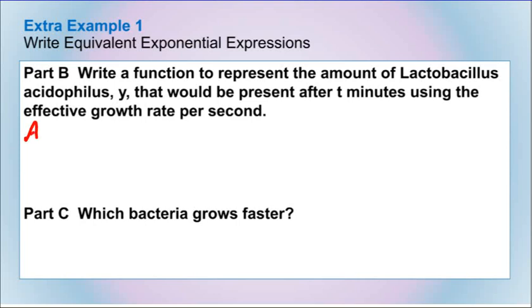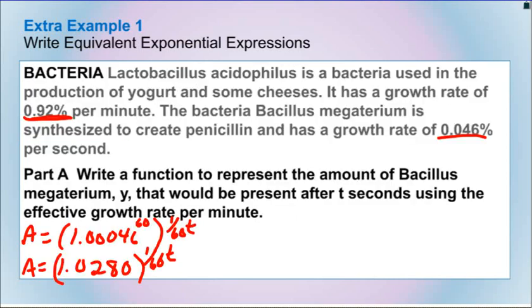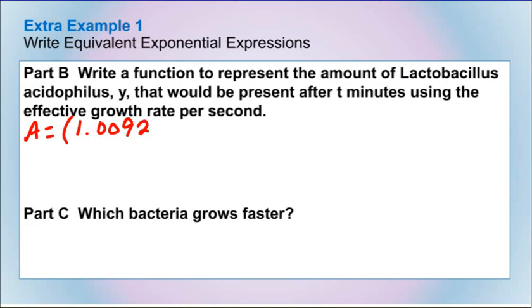So I'm going to have a equaling 1.0092, and then we are going to raise that to, since that is in per minute, so that's raised to the 1/60th. We have to put that as in per second, and then we're going to raise that to the 60t power.